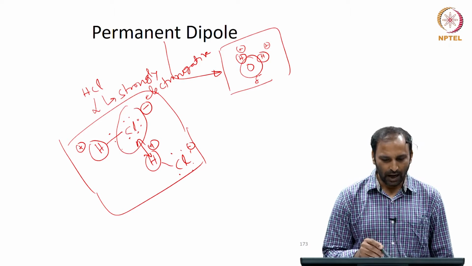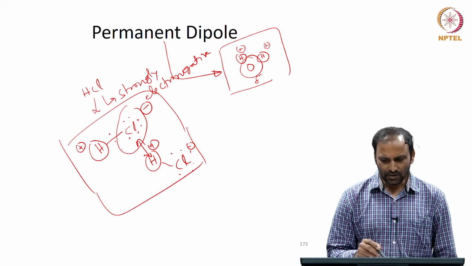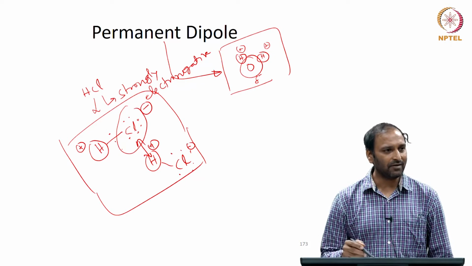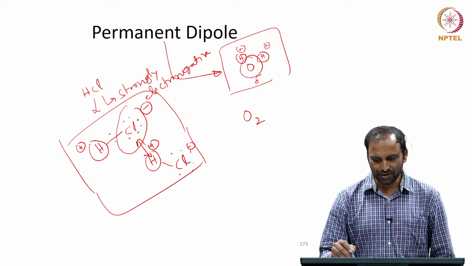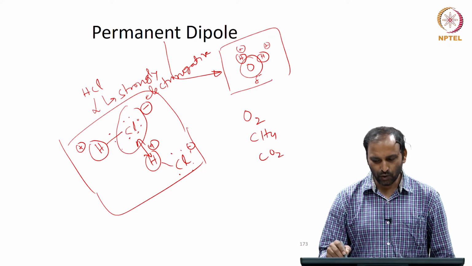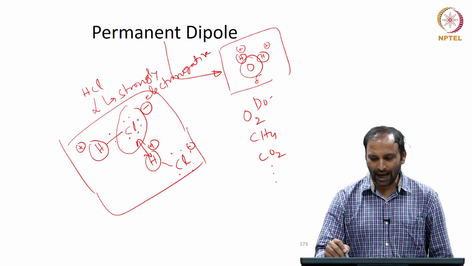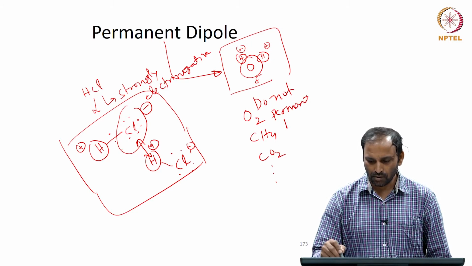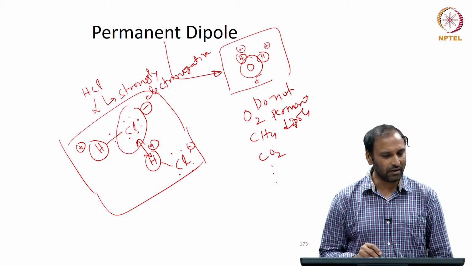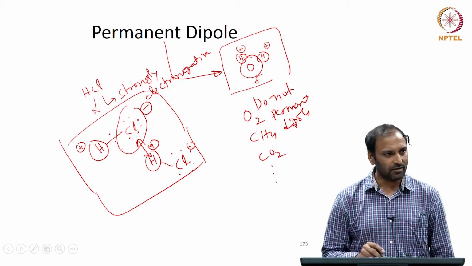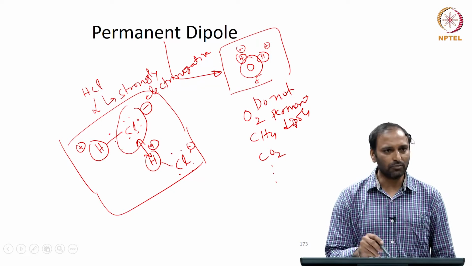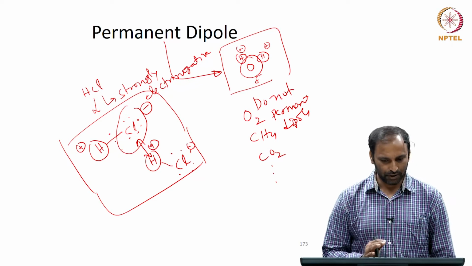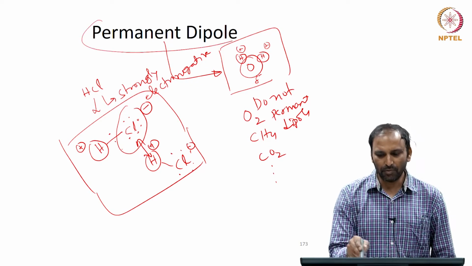Typically, molecules which have mirror symmetry, for example oxygen, methane, CO2, do not have permanent dipoles. One of the requirements for a molecule to have a permanent dipole is that one of the atoms has to be more electronegative than the other. That is what is called a permanent dipole.